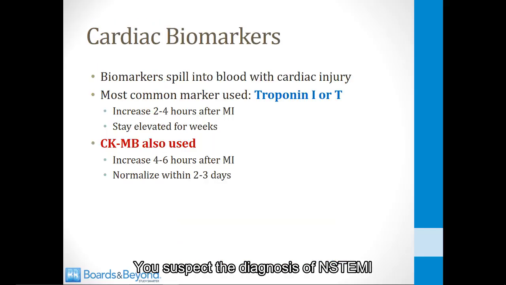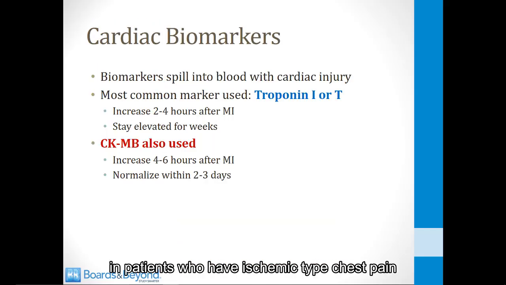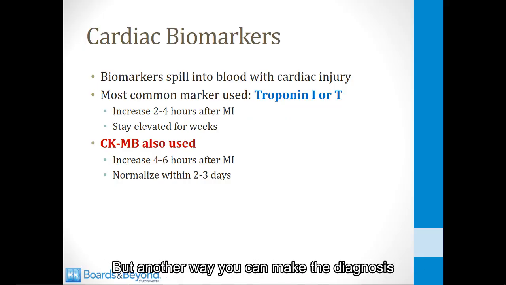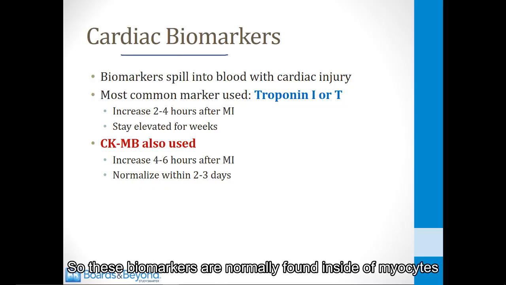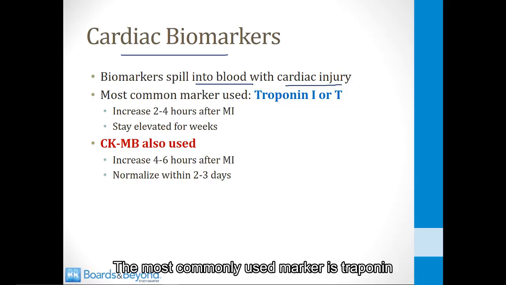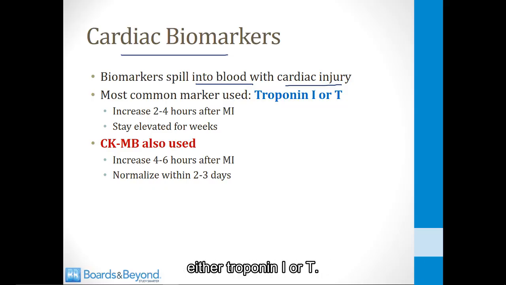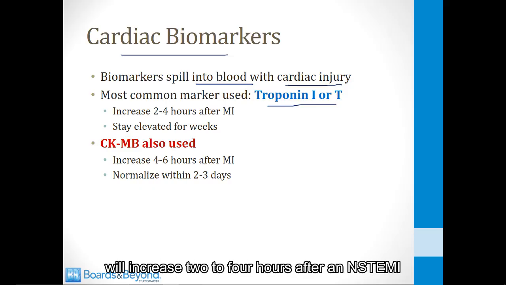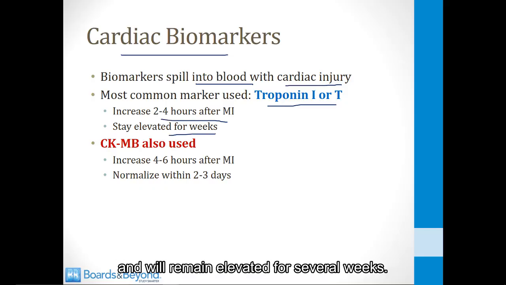You suspect the diagnosis of NSTEMI in patients who have ischemic type chest pain and T-wave inversions or ST depressions on the ECG, but another way you can make the diagnosis is by testing for cardiac biomarkers. These biomarkers are normally found inside of myocytes, and they spill into the blood when there's cardiac injury. The most commonly used marker is troponin, either troponin I or T. The level of troponin I or T in the blood will increase 2 to 4 hours after an NSTEMI and will remain elevated for several weeks.